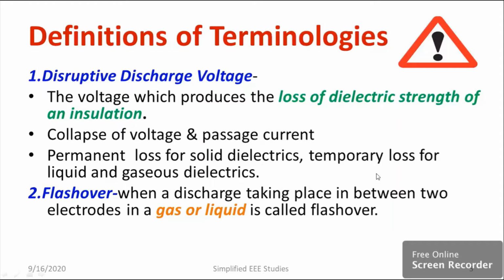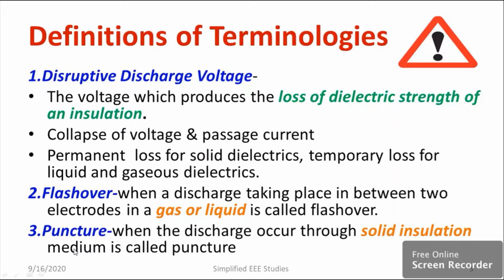Consider two electrodes. Between the two electrodes, you are going to keep either a gaseous or liquid dielectric material. Thereafter, you are going to apply high voltage. Once the peak value has been reached, definitely what is going to happen? Dielectric breakdown will take place. That particular voltage is known as flashover voltage. In the case of liquid dielectric material and gaseous dielectric material, it will be flashover.